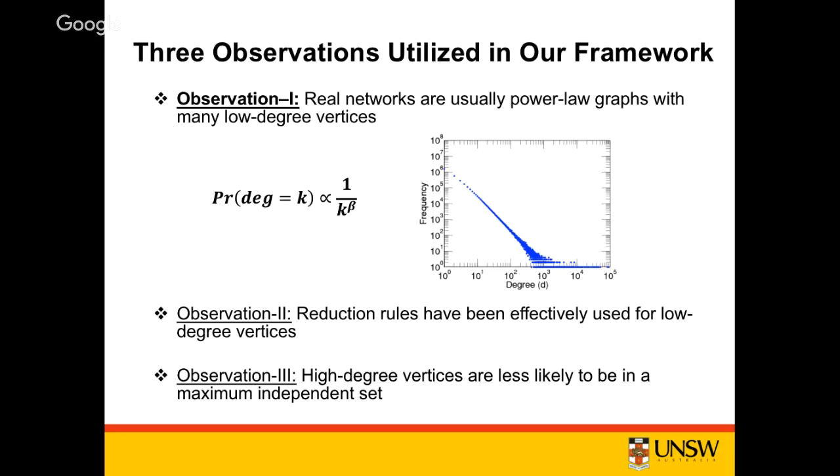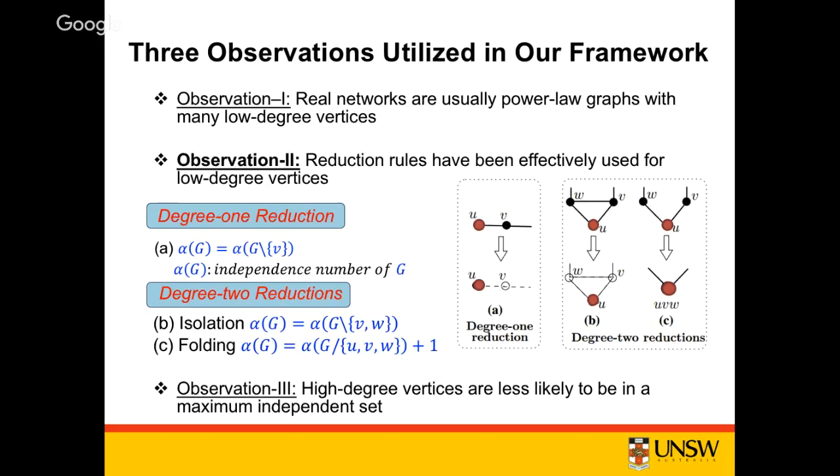lot of vertices with a small degree and also a few vertices with a very high degree. And the second observation is that the reduction rule can actually be very effective for handling the low degree vertices. Actually, this observation has also been observed in some of the existing works.